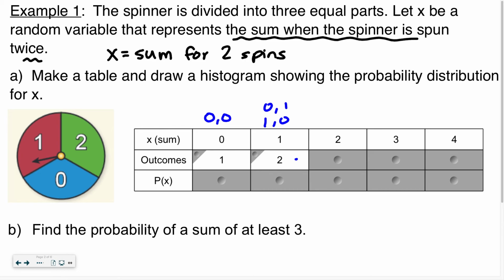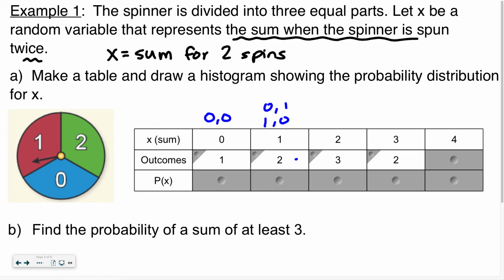Okay, well, how many ways can you spin the 2 sum? 1 and 1, 2 and 0, 0 and 2. So there's 3 ways to get the sum of 2. What about a sum of 3? 2, okay, because it would be 1 and 2, 2 and 1.